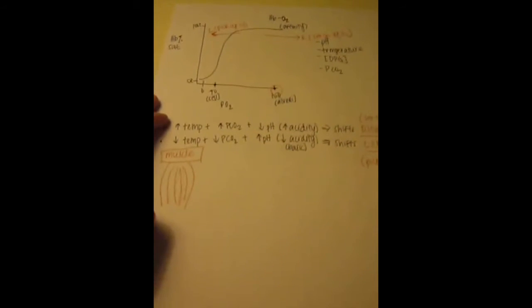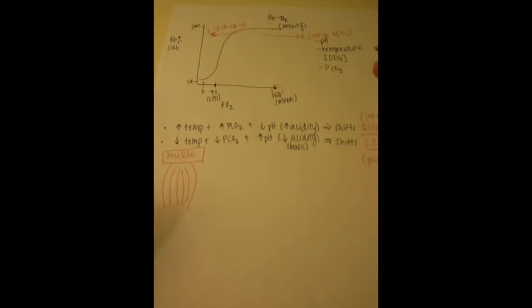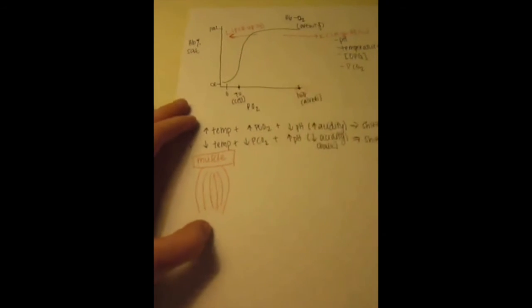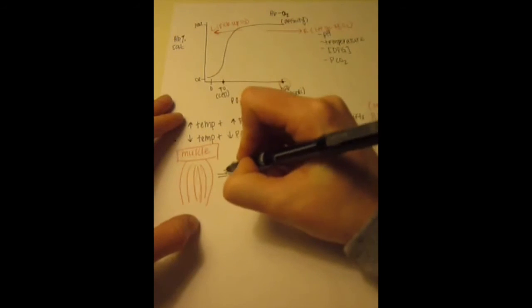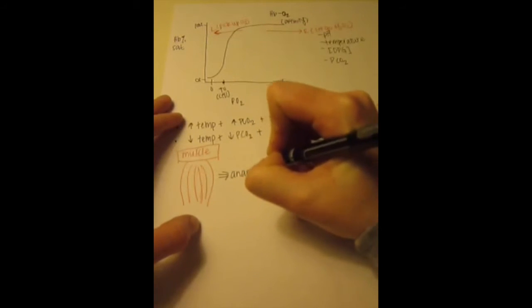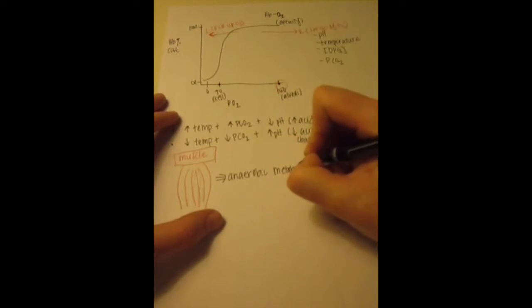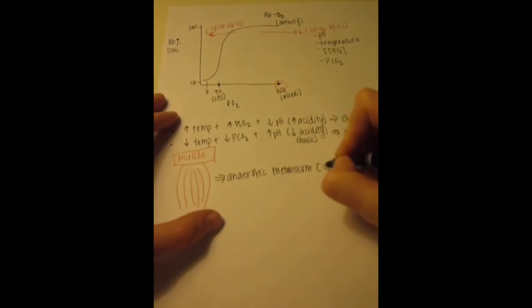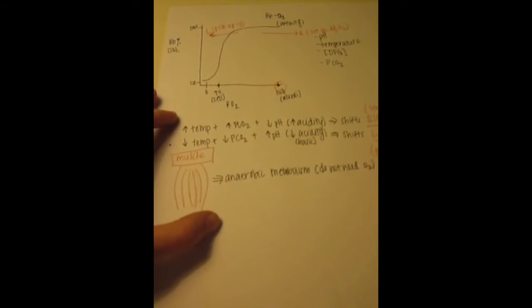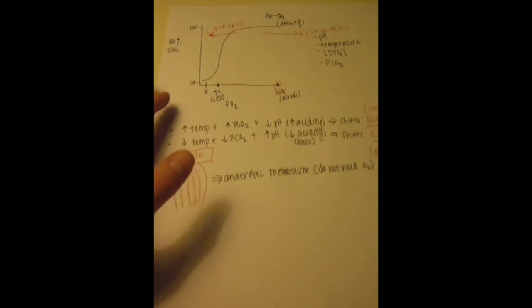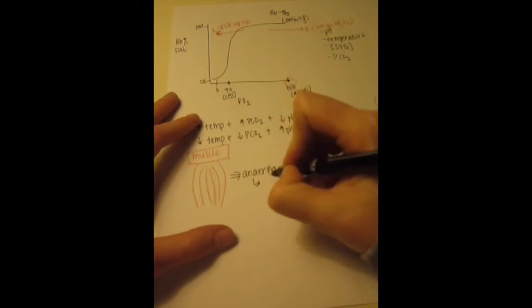So okay, you're in the muscle, and when you're exerting it basically as hard as you possibly can, it's going to be doing anaerobic respiration. And if you remember anything about that, anaerobic respiration or metabolism is the same thing, that means that you don't need a whole bunch of oxygen. So when you're doing anaerobic metabolism, that means you also are producing lactic acid.